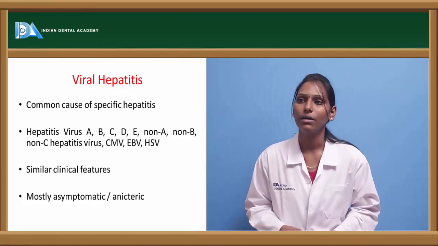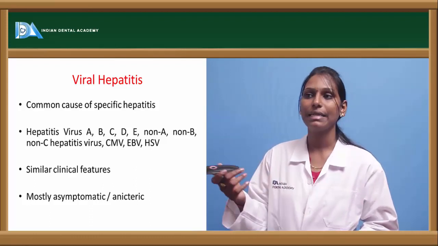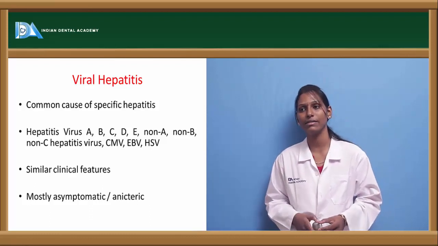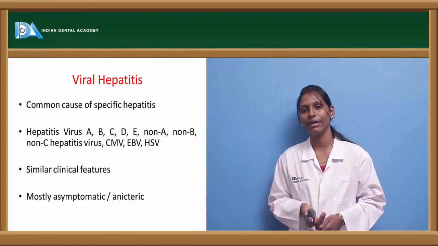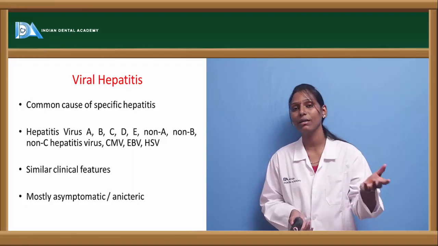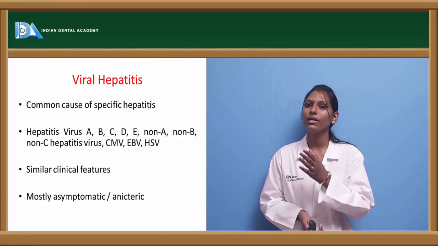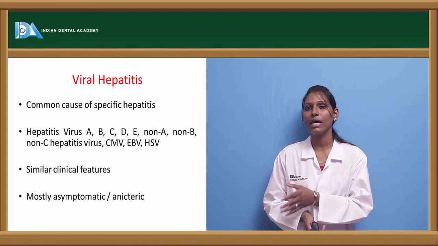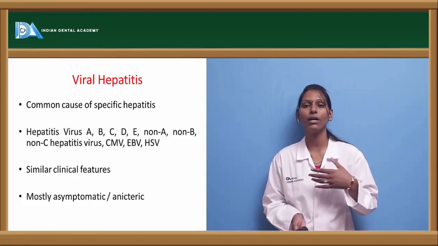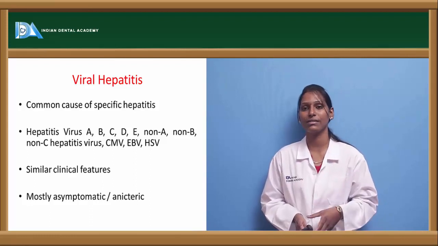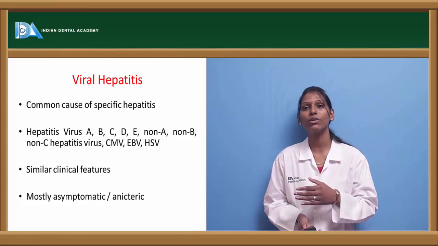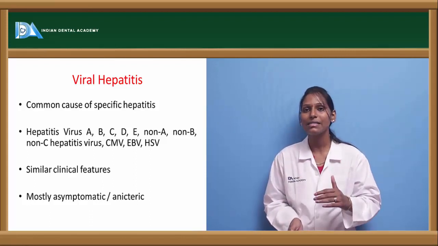Besides hepatitis viruses A, B, C, D, E, others are also present, that is non-A, non-B, non-C hepatitis viruses, and cytomegalovirus, Epstein-Barr virus, and herpes simplex virus. However, all these viruses have similar clinical manifestations, and most of the virus-induced hepatitis cases are usually asymptomatic or anicteric. Anicteric means they do not manifest jaundice in most of the cases. It is like a silent killer kind of a hepatitis. Most of them are asymptomatic or less symptomatic.